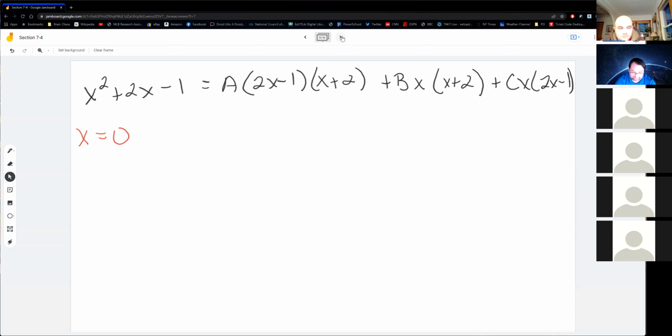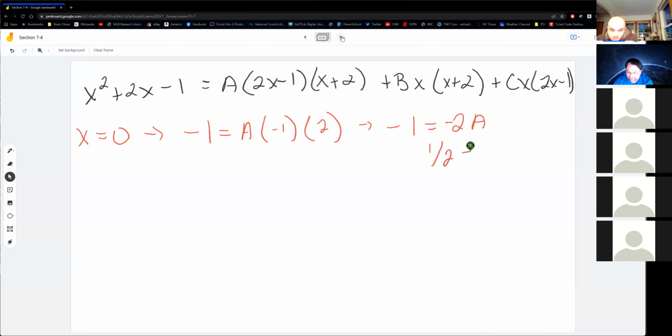So for this first one, this side I have -1 equals A times -1 times 2, and that's it. So by plugging in 0, that's what I have left in this problem. So I have -1 equals -2A. So 1/2 equals A.